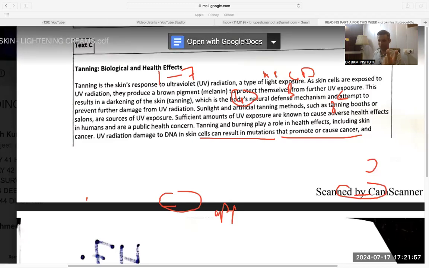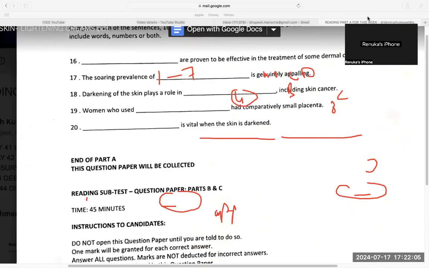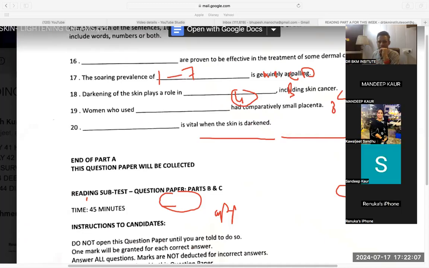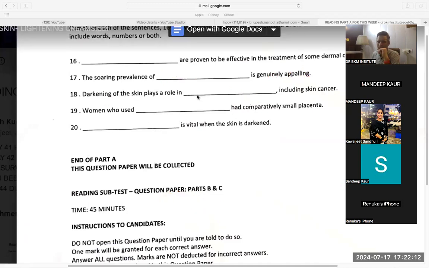So now I have found two questions in the same way. Darkening means the same as tanning, synonyms, sorry, ma'am, like the same meaning too. Like you said here, play the role in the health effects. So the question is darkening of the skin plays a role in, and the answer is health effects, including the skin cancer. Yeah. So then they write here the tanning, and what they write on the darkening in the paragraph.